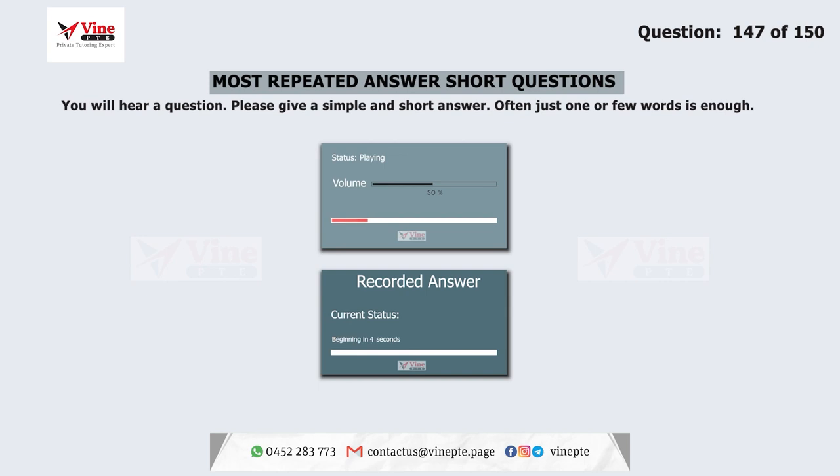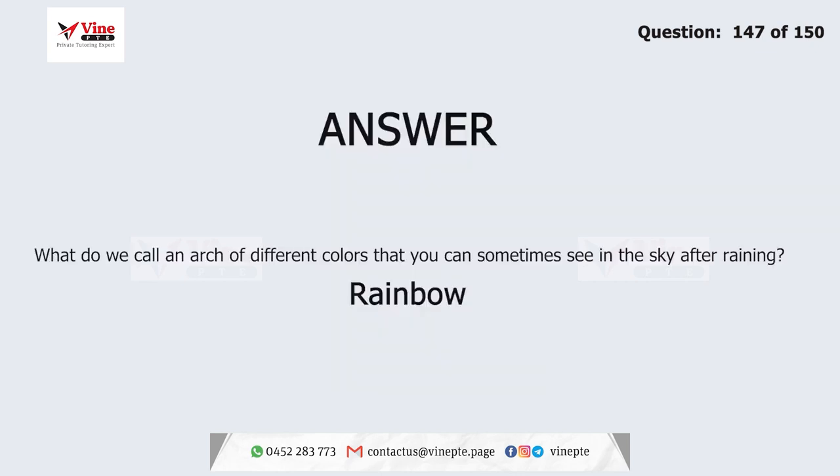What do we call an arch of different colors that you can sometimes see in the sky after raining? Rainbow.